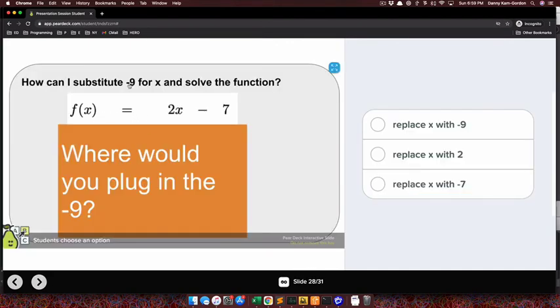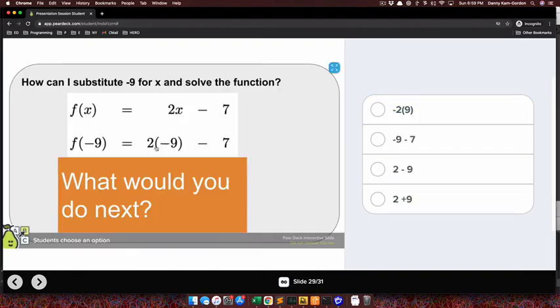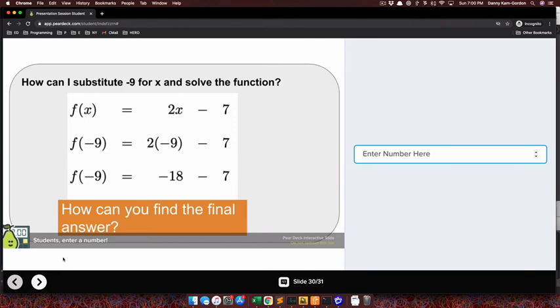And now, what would we plug in right here for x? We would plug in negative 9. So we're going to replace x with negative 9. It's going to look like this. And we have 2 times negative 9. Again, remember the parentheses mean multiply. So what would we do next is the 2 times negative 9, which would give us negative 18.